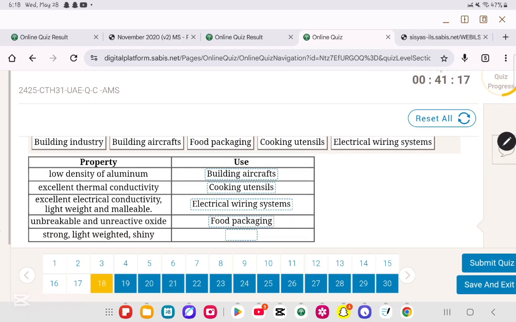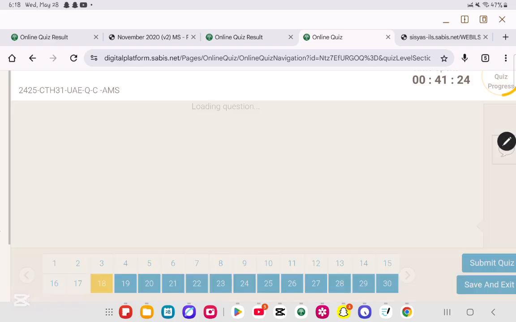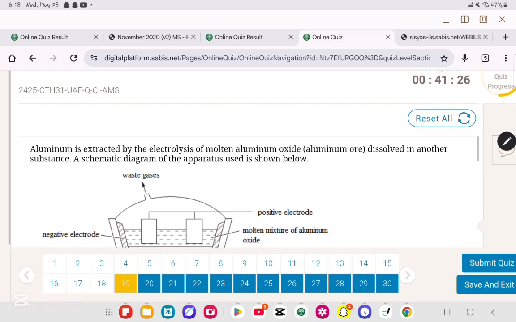Now finally, strong, lightweight and shiny. This we use in what? We use it in the building industry to help in the structure of whatever we are building. So we move on to the next question, which is question number 19.